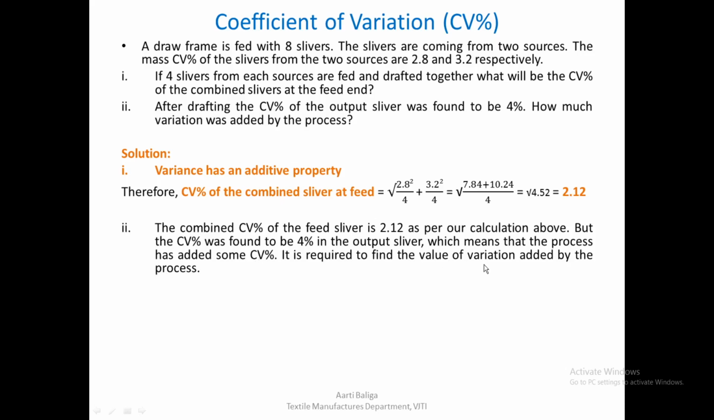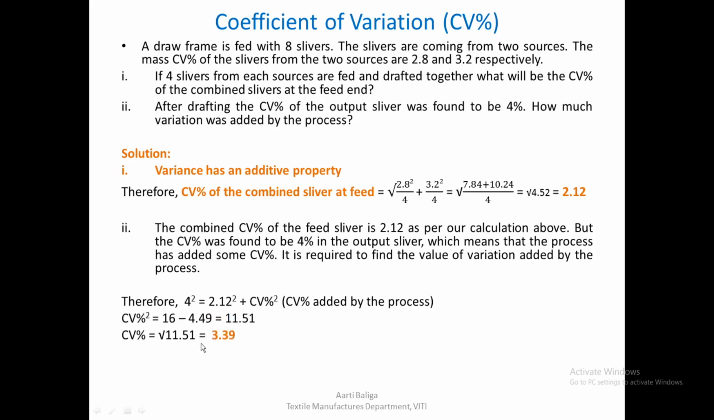It is required to find the value of variation added by this particular process. The same formula applies, but now we have the output sliver CV as 4. So 4 square is equal to the input sliver CV square plus the CV square added by the process. If you reshuffle it and bring CV square to one side, this is how you calculate, and the CV percentage would be 3.39. So it is seen that 3.39% CV is added by the process itself.